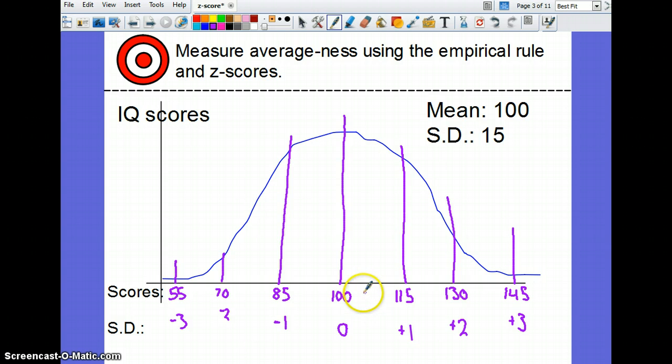Okay, so notice how we have this all nicely laid out. Also notice that there's kind of 2 different ways to talk about the scores at any given time. I can talk about the score that falls between 100 and 115, or I can talk about the score that falls between 0 and +1 standard deviations. Okay, that's an important note.